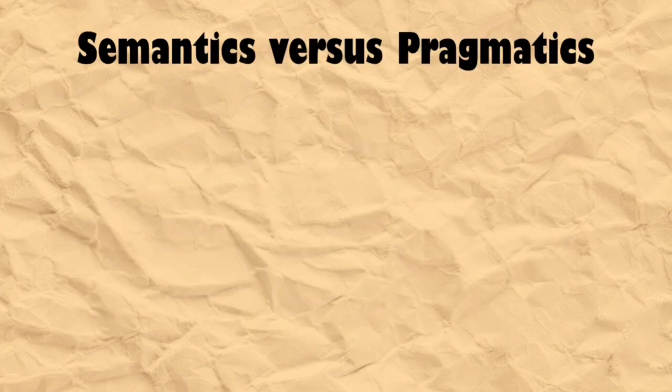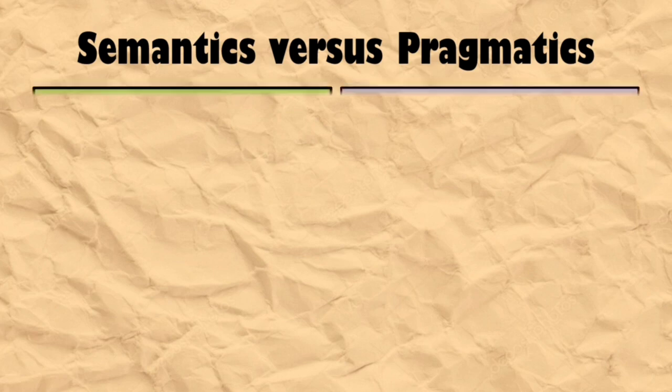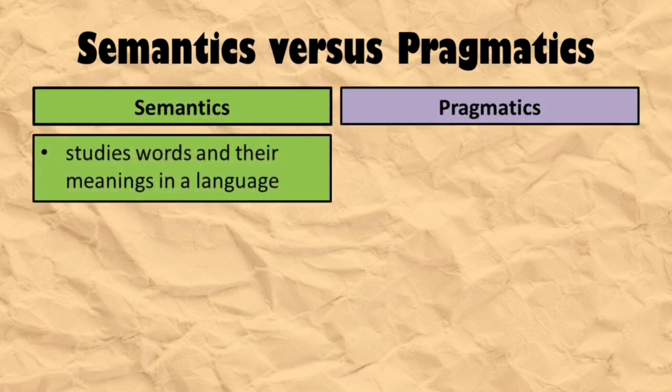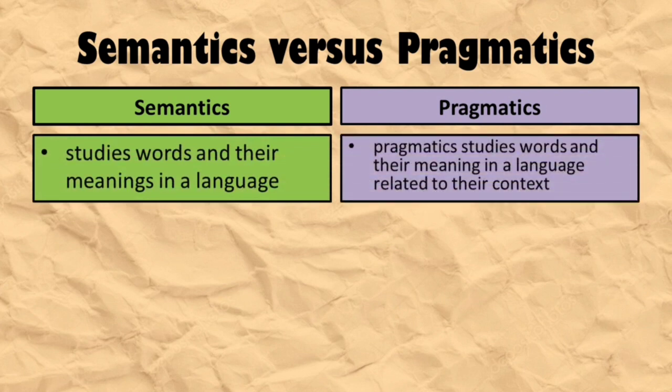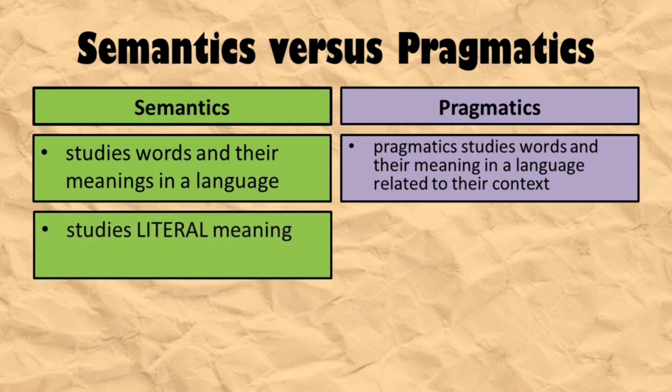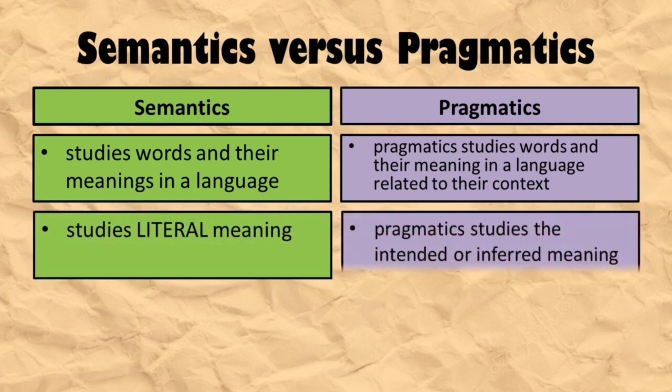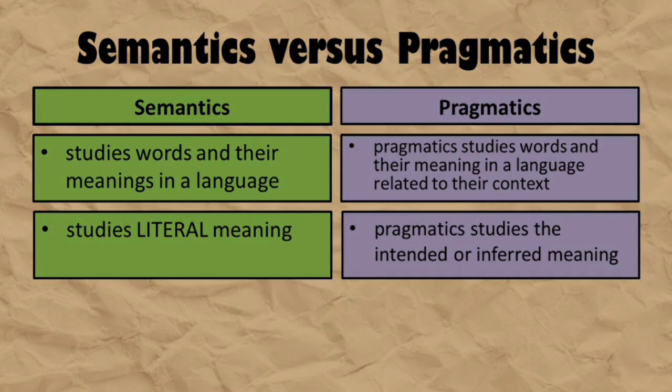Difference between semantics and pragmatics, since both of them discuss meaning. Basically, semantics only studies words and their meanings in a language, but pragmatics studies words and their meaning in a language related to their context. Hence, pragmatics studies meanings which are contextually dependent. Another difference is that semantics studies literal meaning. Meanwhile, pragmatics studies the intended or inferred meaning as well. When you want to analyze interactions or communications, use pragmatics.